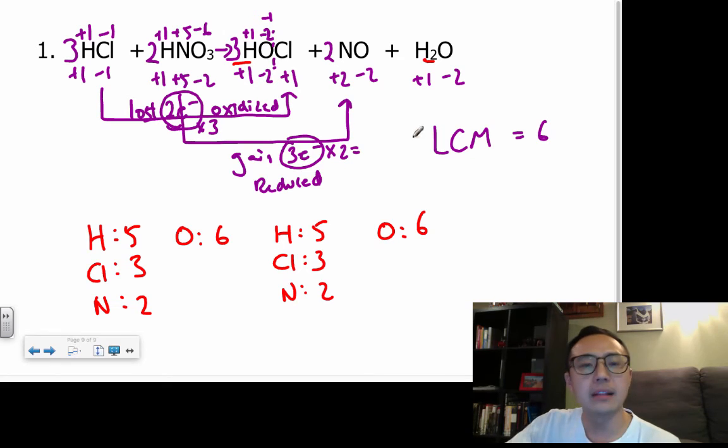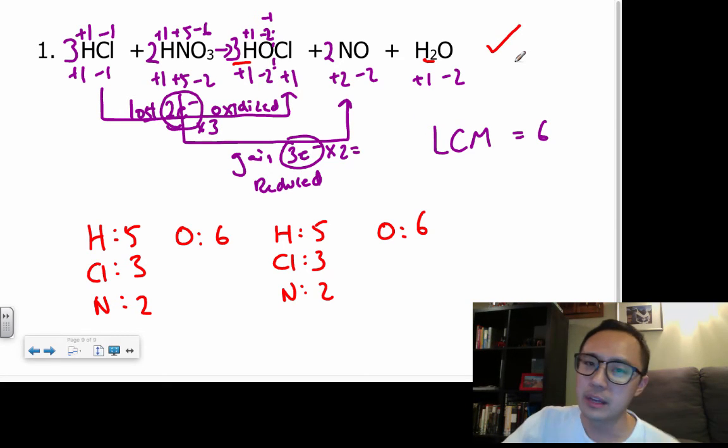So they're all balanced. So this is how you balance it without really trial and error. That's why this oxidation number method is pretty useful, because you can get it without your trial and error method. So this is the balancing with oxidation number method.